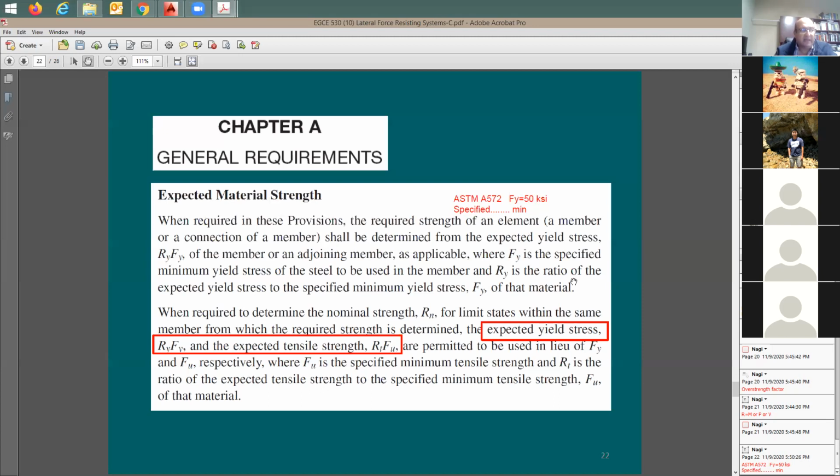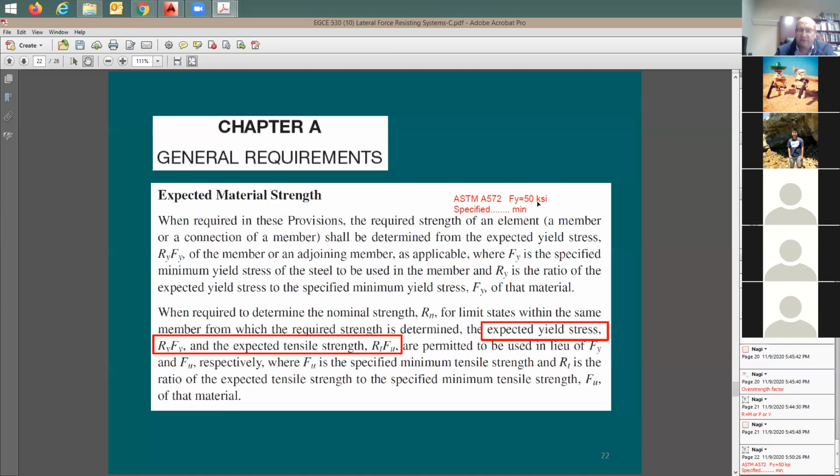So the test value usually is going to be higher than this value, because if the test value is lower than 50 KSI, you cannot use this structure member and call it A572 in this project. You're going to say, I cannot use it. This piece of steel, or this section, is not good. I cannot accept it from the contractor. So your minimum test value is going to be 50 KSI, which is specified, and the test values are expected to be higher than this.